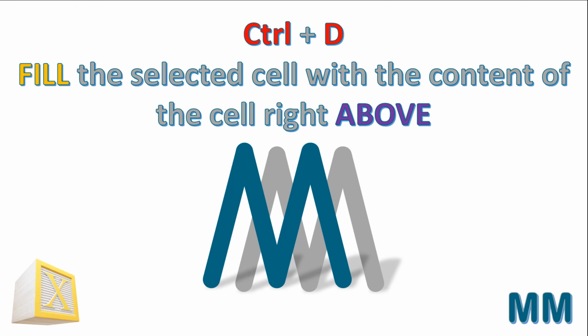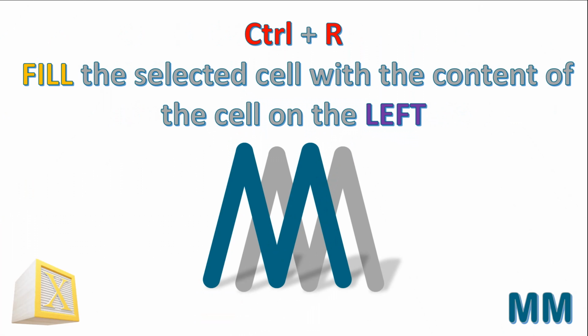If you want to fill the data with the content of the cell above, so let's say that you have a text, you have some numbers, you have something in the cell above, you can replicate it in the cell below by pressing the CTRL D.